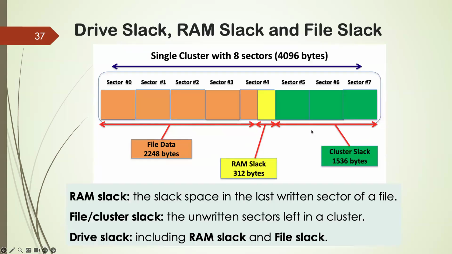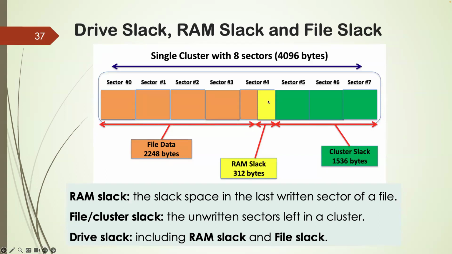So coming back to this example, three sectors were completely untouched, and these are cluster slack. So you can just total them. One sector is 512 bytes, so you can total these three. It gives you 1536. Now sector number 4 contains half of the data of the file, and the remaining half is RAM slack. Why? Because when we were copying this sector from RAM, half of it was user data. The remaining half, RAM itself filled with all zeros.